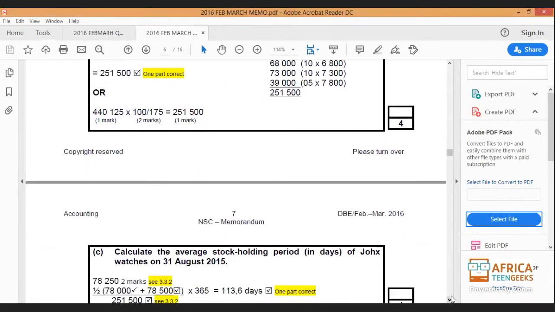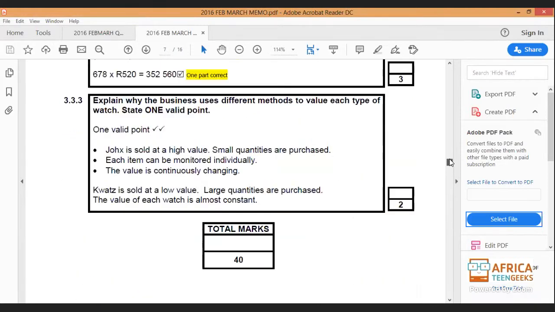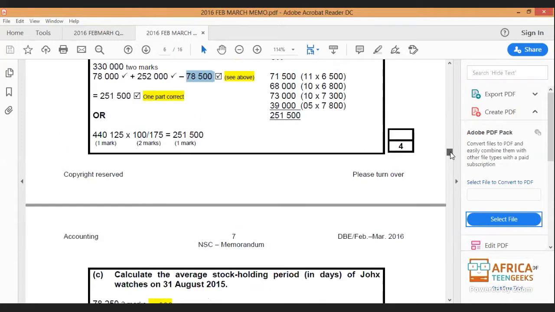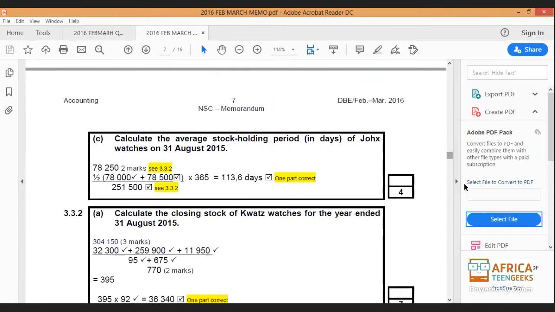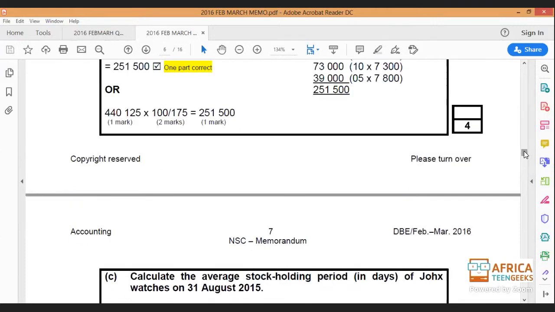Now, number C says calculate. Oh, sorry. I don't know why this thing is moving so fast. Yeah, here we go. Number C is saying to you, sorry.